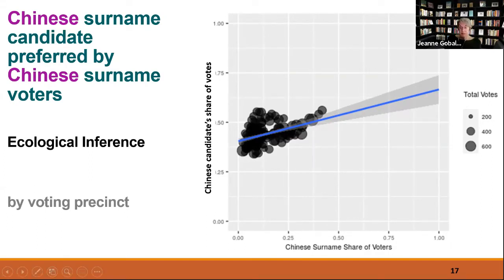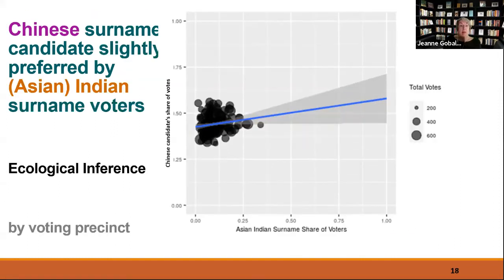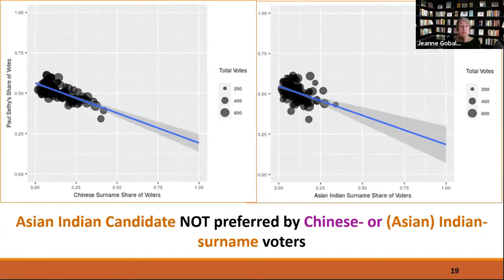But the next slide shows a Chinese surname candidate. The Chinese surname candidate was slightly preferred by Asian Indian surname voters, which is also quite interesting. So this is where there was no evidence of racially polarized voting. In this case, there was a negative correlation between the Asian and Chinese voters' preferences for an Asian Indian candidate.